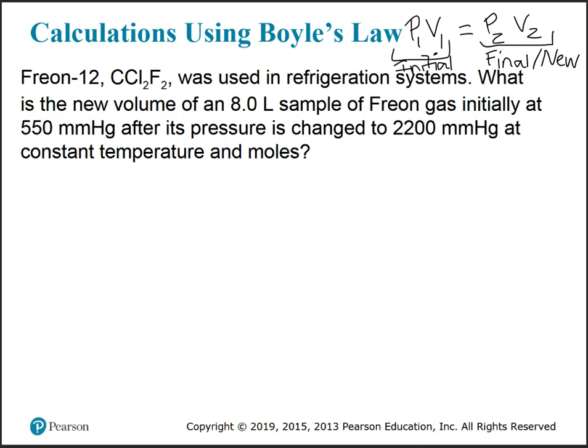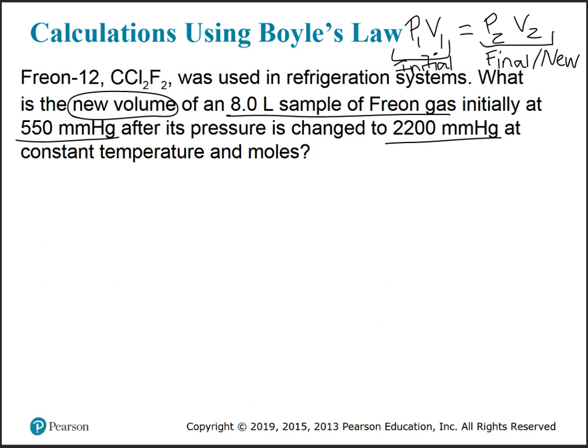If we have an 8-liter sample of Freon gas that's initially at 550 millimeters of mercury, and then we change its pressure to 2,200 millimeters of mercury and keep temperature and moles the same, what is the new volume? So let's rewrite that. That's a lot of information. Whenever you have these gas law problems, it's best to write out what you know first, then you can figure out which gas law makes sense to use.